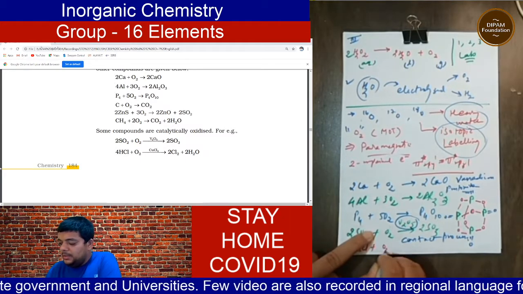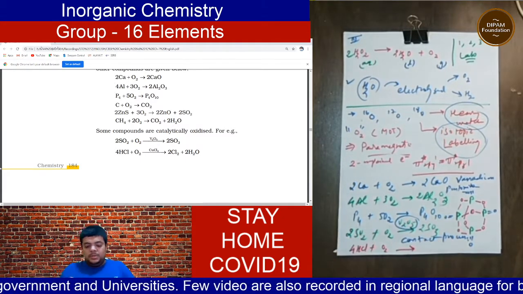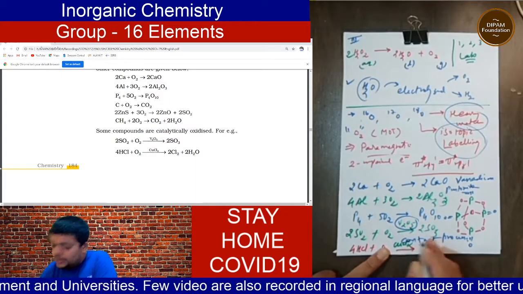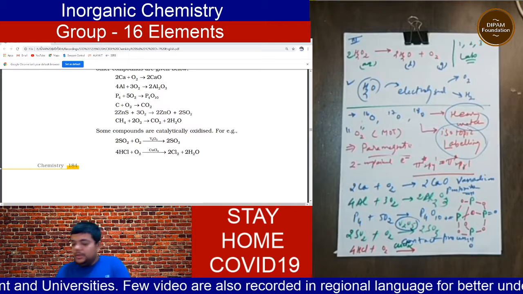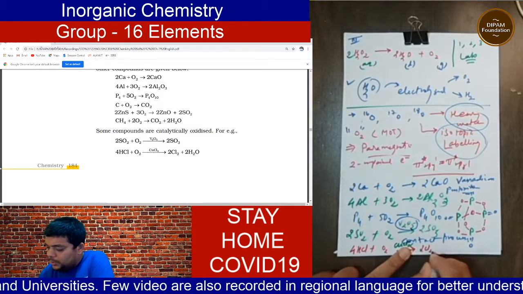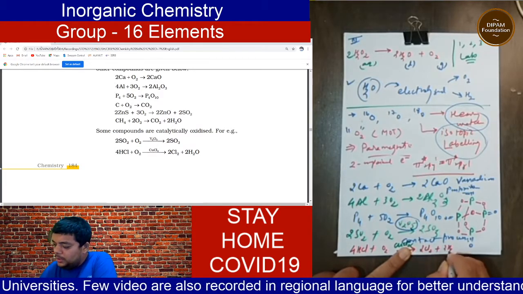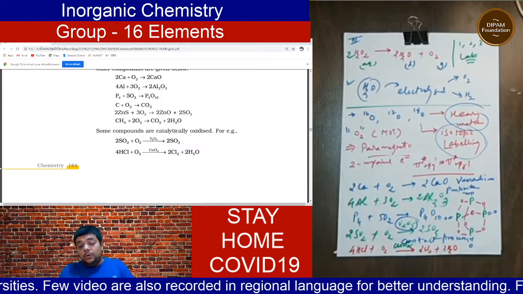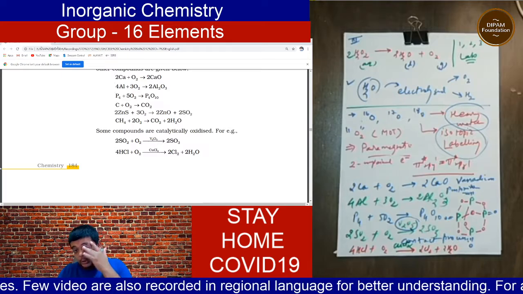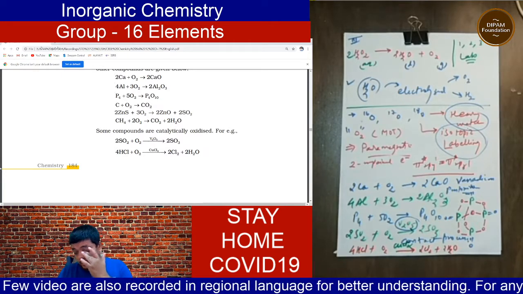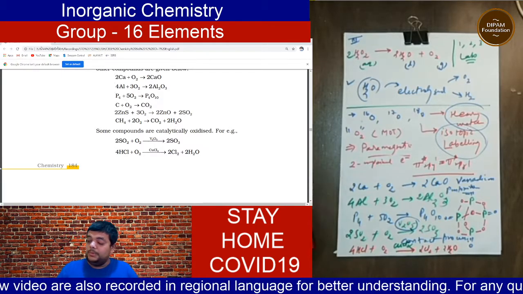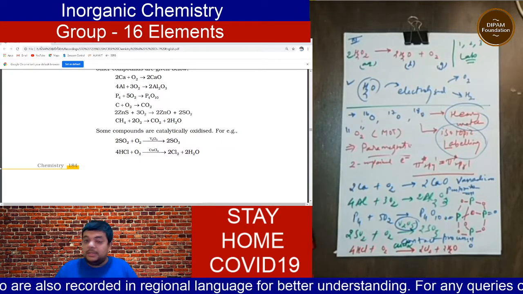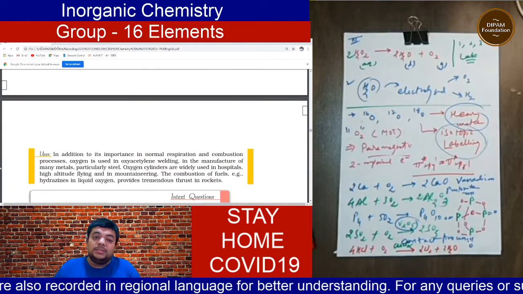Still moving in the same direction, 4HCl plus O2 giving you, with CuCl2, resulting into 2Cl2 plus 2H2O. So this is how it works. 4 moles of HCl plus O2, CuCl2 gives 2Cl2 plus 2H2O. So these are some fundamental things that we needed to discuss.